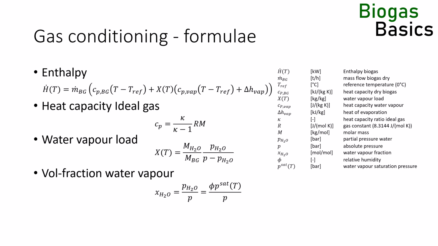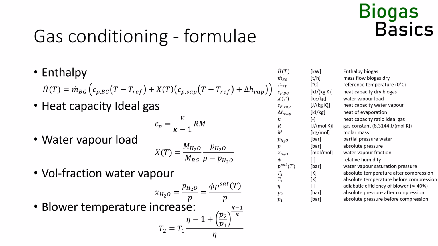The molar or volume fraction of water in humid biogas is partial pressure of water over absolute pressure, which is relative humidity times saturation vapor pressure over absolute pressure. And the outlet temperature of a blower using ideal gas is inlet absolute temperature times adiabatic efficiency of the blower, -1 plus outlet to inlet pressure to the power of kappa, -1 over kappa, over blower efficiency.